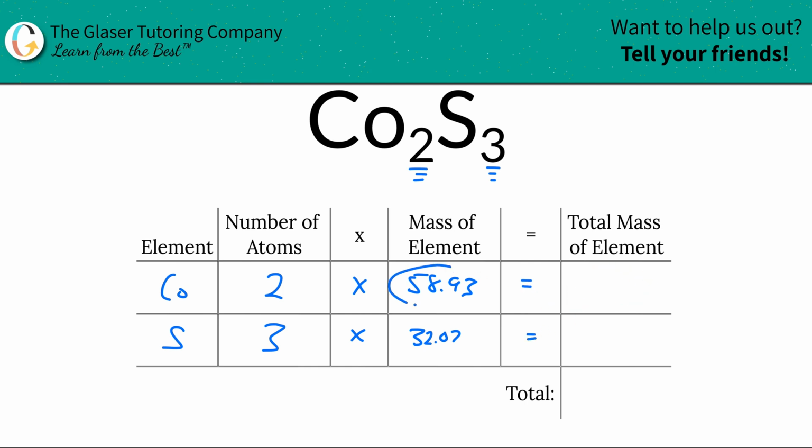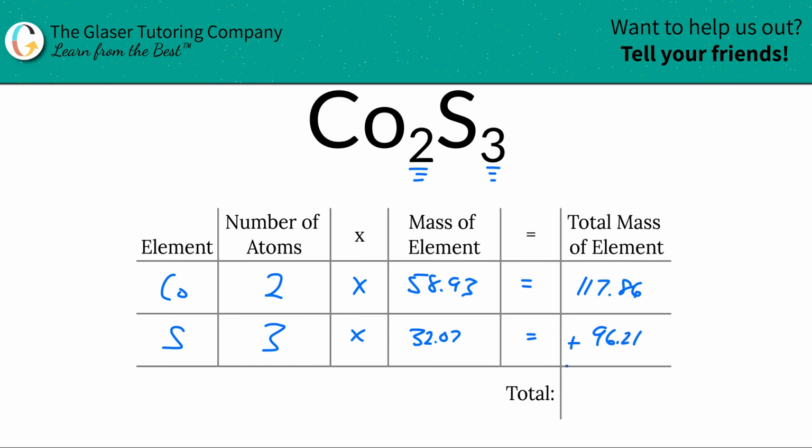All we have to do is take the mass and multiply it by the number of atoms or moles. It depends if you're solving for molar mass or molecular mass. And when we do that multiplication, the total mass of cobalt now is about 117.86 units of mass. The total mass of sulfur down here is going to be about 96.21 units of mass.